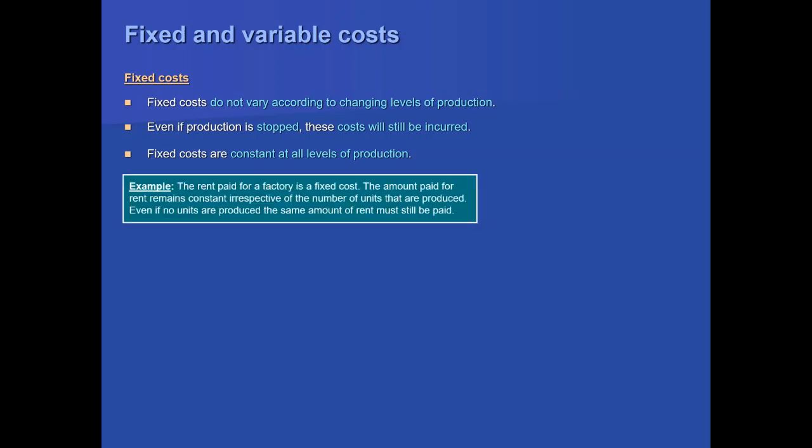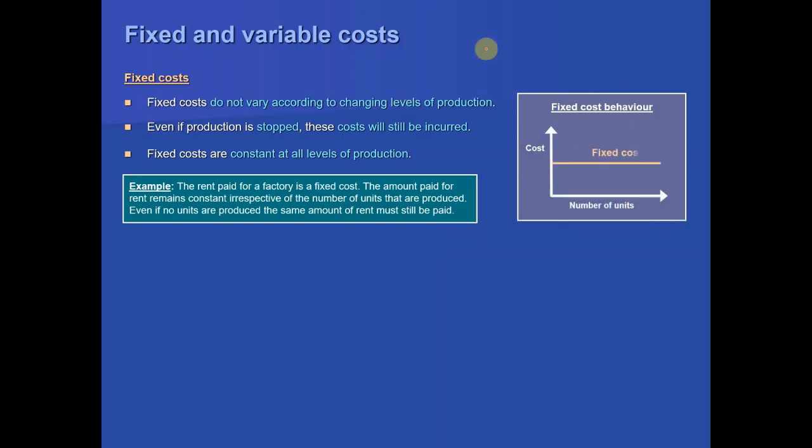An example is the rent paid for a factory. The amount paid for rent remains constant irrespective of the number of units that are produced. Even if no units are produced, the same amount of rent must still be paid. So rent does not vary according to the production level. We have a fixed contract to pay a certain amount of rent, irrespective of how much we produce. So graphically, the cost stays the same, no matter how many units we produce.